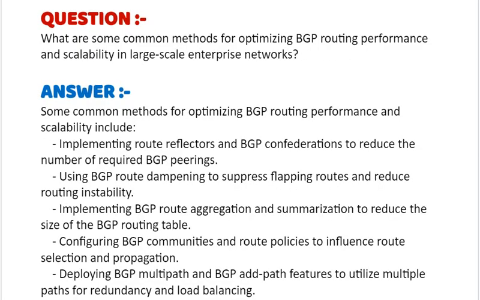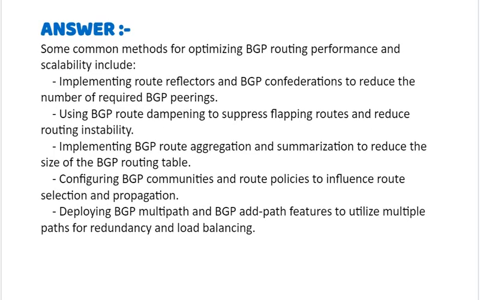Our next interview question is: what are some common methods for optimizing BGP routing performance and scalability in large-scale enterprise networks? Your answer should be: some common methods for optimizing BGP routing performance and scalability include: first point is implementing route reflectors in BGP configurations to reduce the number of required BGP peerings.